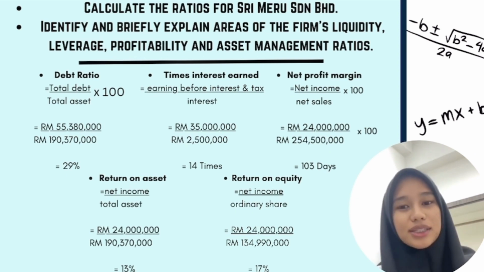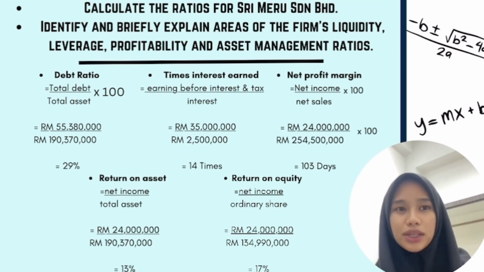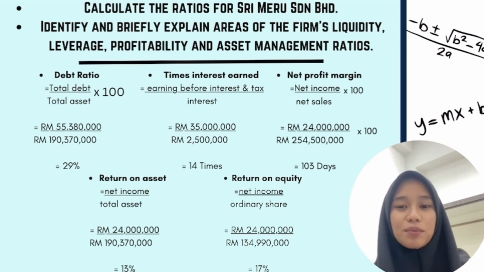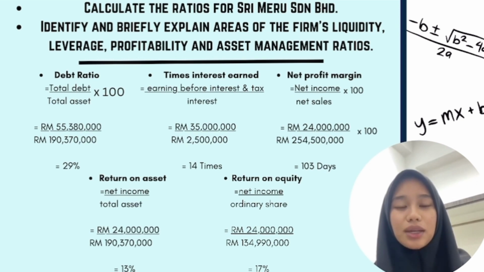Last but not least is return on equity. Return on equity formula is net income divided by ordinary share times 100. Return on equity for Sri Meru Sdn Bhd company is not better than return on equity of the industry. It is because return on equity for the company is lower, which is 17%, while return on equity for industry is higher, which is 19.23%.